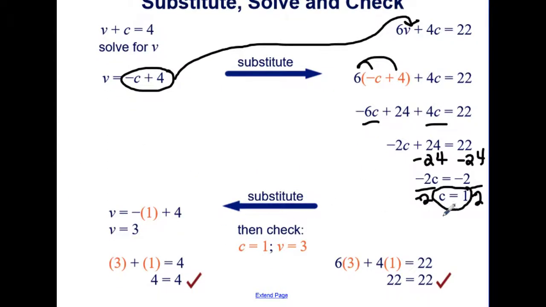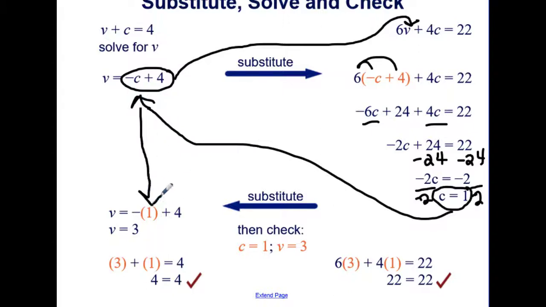If we substitute that back into the first equation, like so, we would get -1 plus 4, making V equal 3. So if C equals 1, V equals 3, then if we check in both equations, it makes it true, making that our solution.